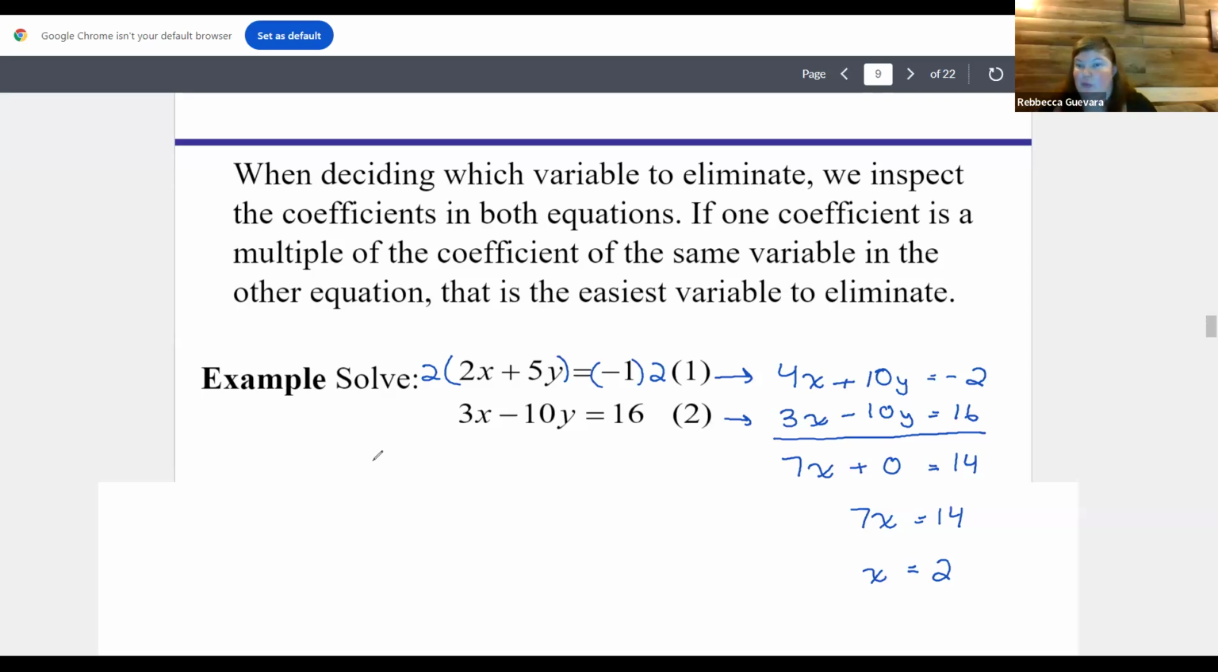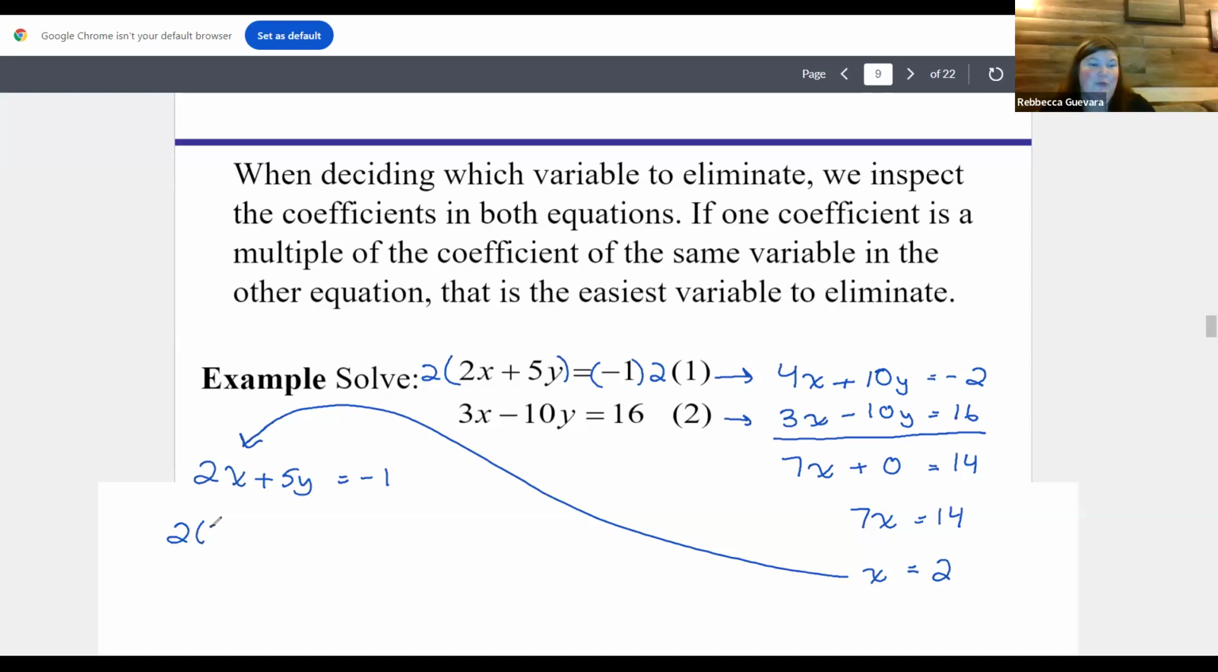So always use one of your original equations. So if I was going to take this to plug it back in, let's say I want to use the first equation. I want to use the first equation in its original form, just in case you make a calculation error, you don't want to keep making that error worse and worse. We're going to take that 2 and substitute in here.